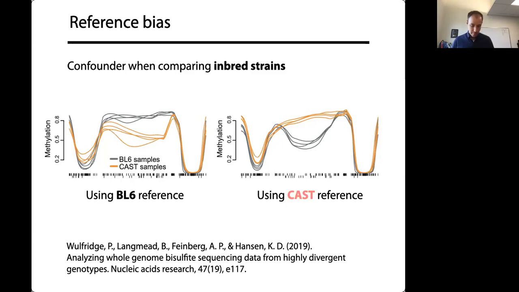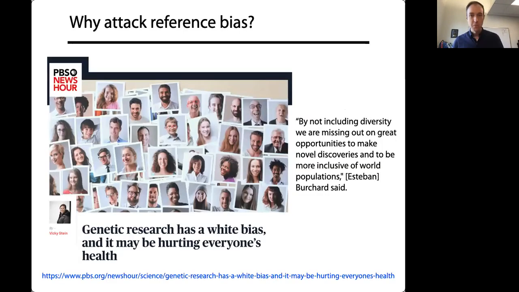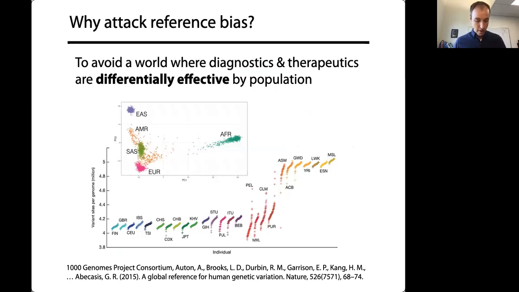Okay, and reference bias is not just something that bioinformaticians fret about. It's even been discussed in the popular press in some venues, since it's a big problem. First, what we really don't want is for, for example, our diagnostics and therapeutics that we develop using genomic technology to be differentially effective depending on what population we happen to have inside the reference genome that we were using. Okay, so this motivates the problem of trying to address reference bias, but there's good news, which is we can now turn to solutions.